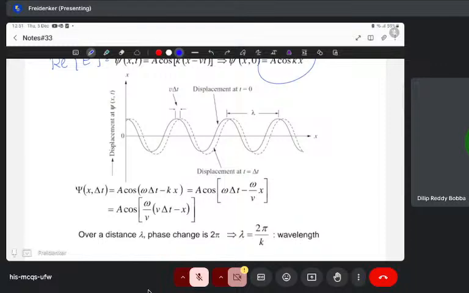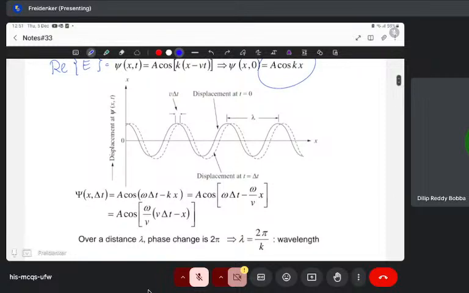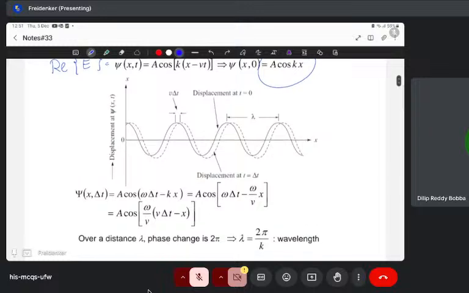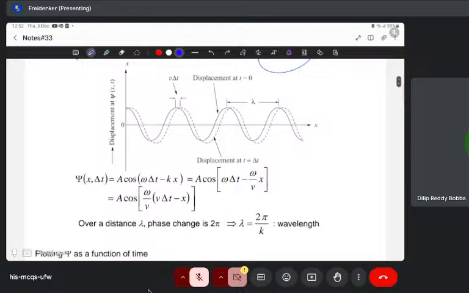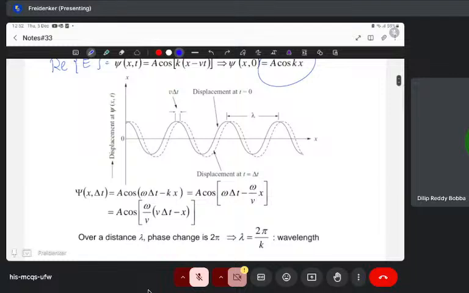Okay, phase change. So by how much is the phase? Whatever is inside this box is the phase. Okay, after you travel a distance of lambda, the phase changes by 2 pi. That is true, right? If you're here, it was initially 0 inside, and then if you travel the wavelength distance, the phase changes by 2 pi.